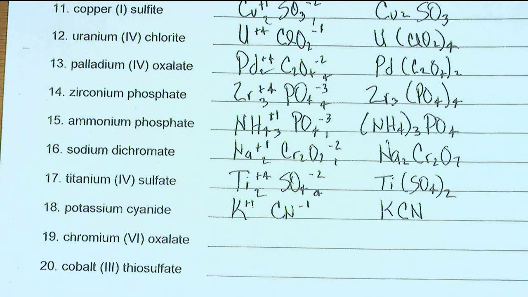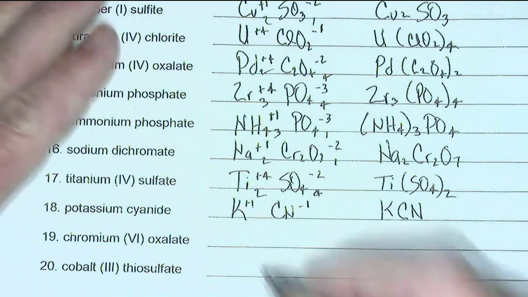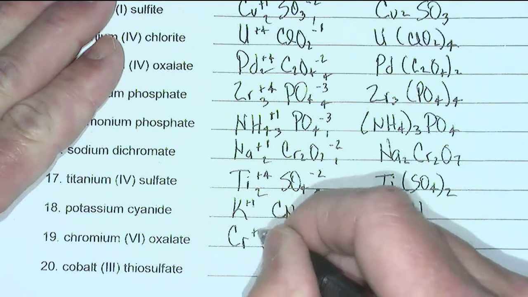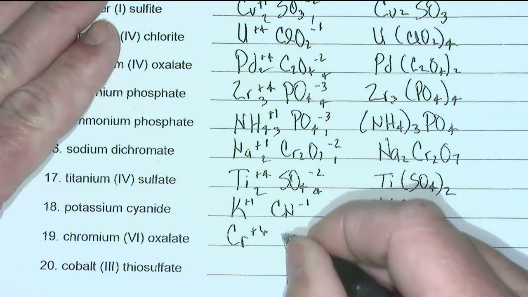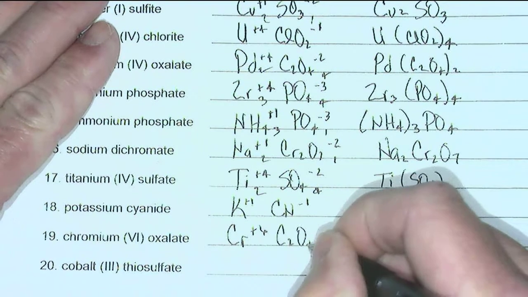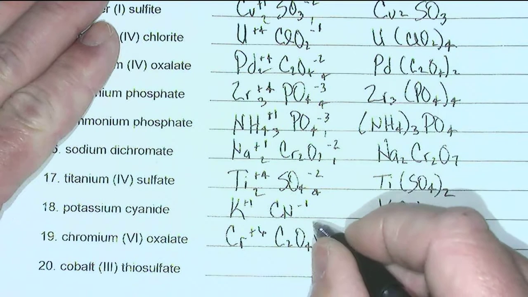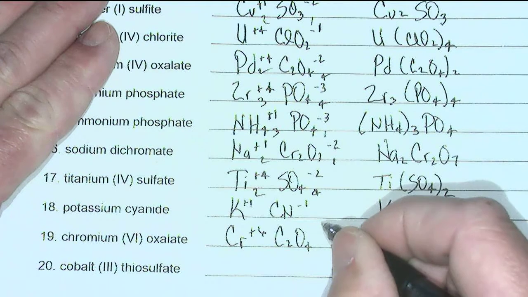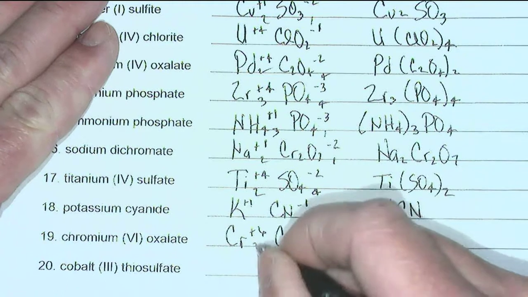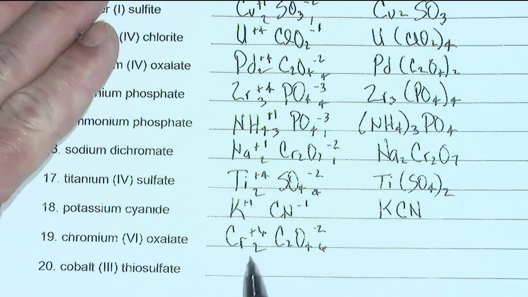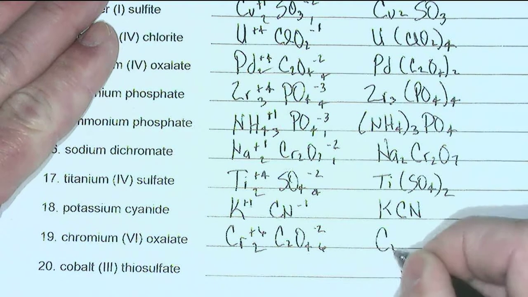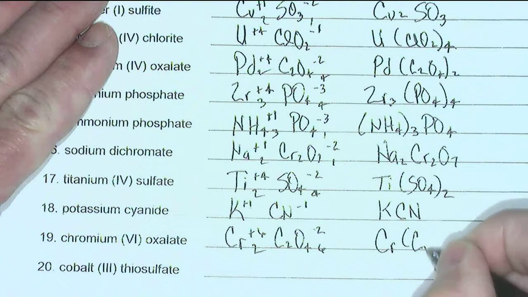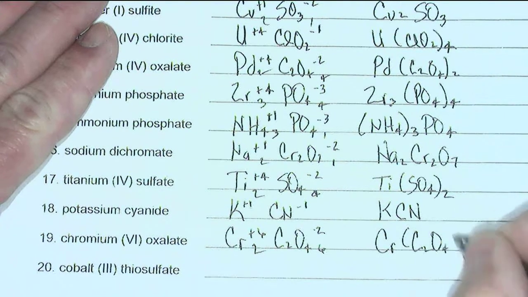All right, chromium 6 oxalate. That tells us chromium is a +6, and your oxalate ion is C2O4, and that oxalate is a -2. Okay, so we're going to have 2 and 6. All right, we can simplify here. Divide through by 2. So that's going to become a 1 and a 3. So that's going to look like this. Cr(C2O4) 3 times.